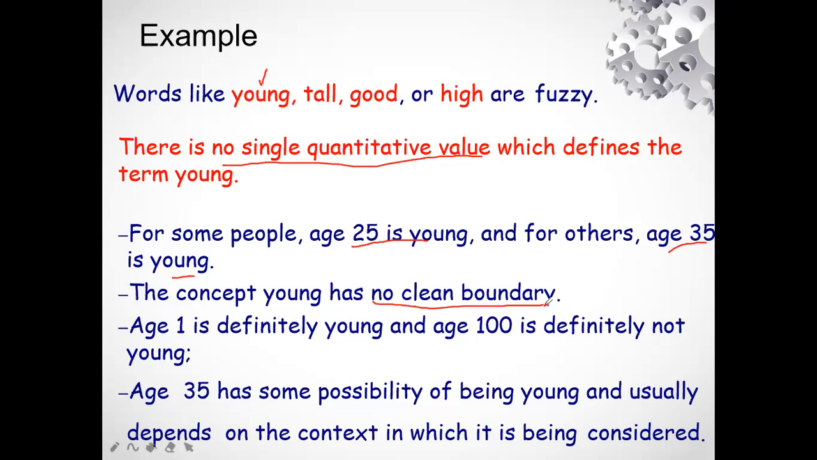That means it does not have clear cut boundaries, that yes, from 20 to 30 it is young. Age 1 is definitely young, and age 100 is definitely not young. That we know. Age 35 has some possibility of being young, and it usually depends on the context in which it is being considered. So it depends where we are using this particular term young. Accordingly we will define the degree of truth. It will be from 0 to 1, somewhere in between 0 and 1, but not exactly 0 or 1, right? So that is the example we have taken here.